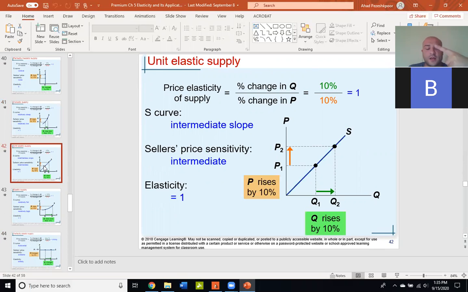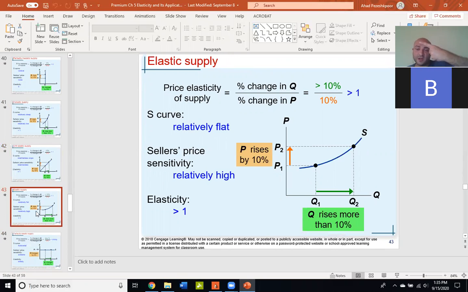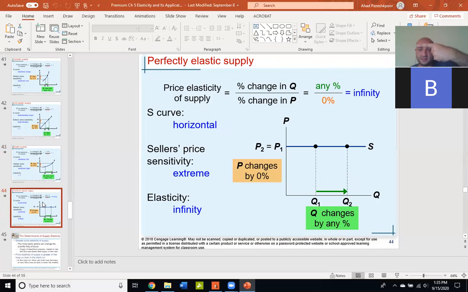Now, when it's at 45 degrees, it's neither elastic nor inelastic, which is also called unit elastic. This means that changes in quantity of supply will always be equal to changes in prices. As the supply curve becomes flatter and flatter, it becomes more elastic. This is almost flat, so this is an elastic supply curve. This is completely flat, so this is perfectly elastic.